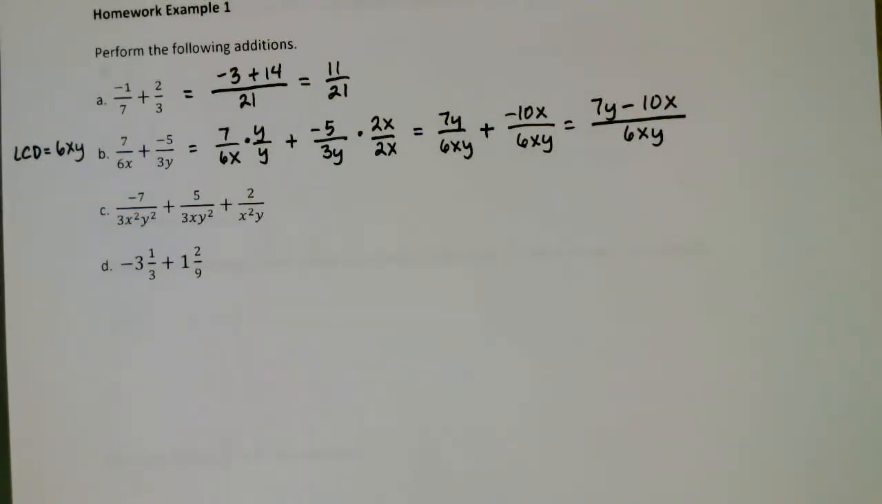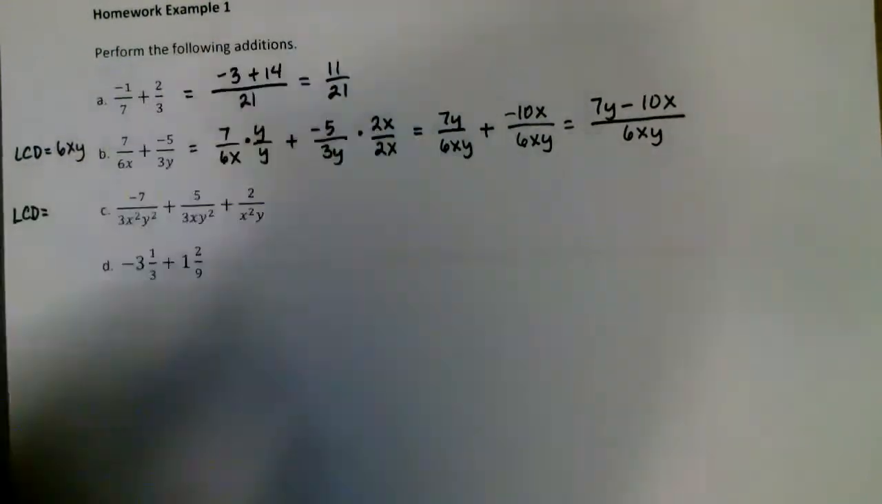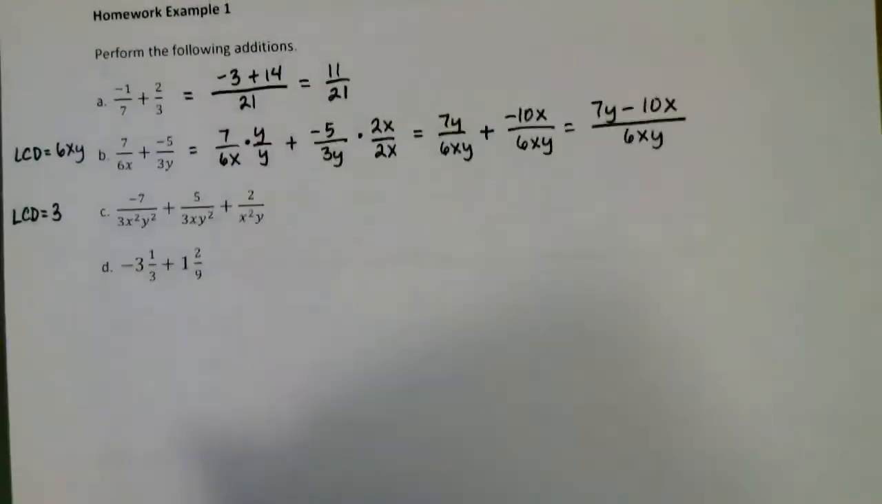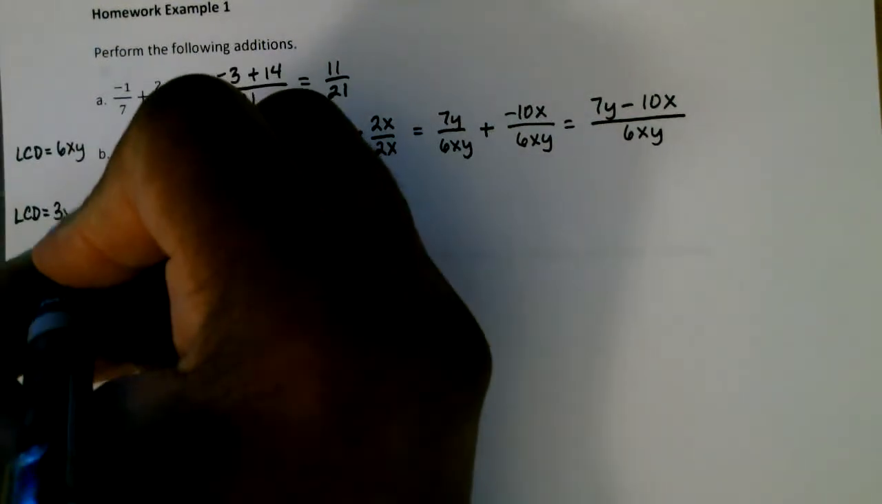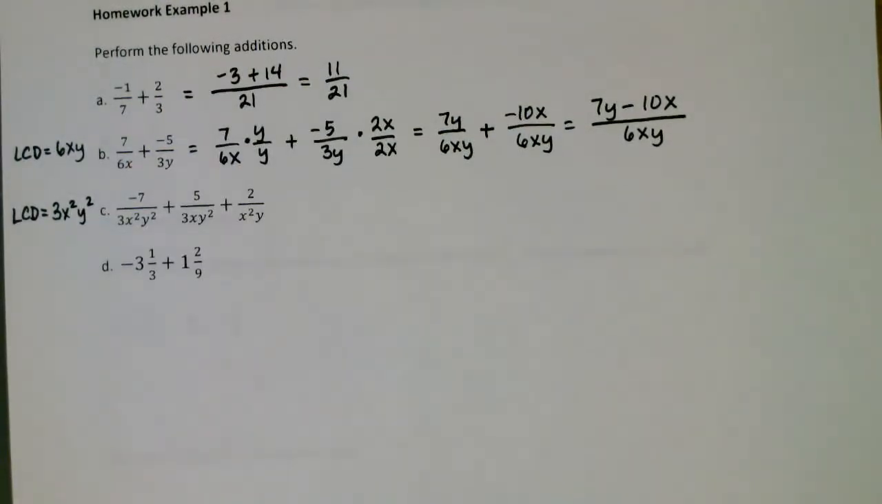All right, part C, we got -7 over 3x squared y squared plus 5 over 3xy squared plus 2 over x squared y. So here I need an LCD. Well, for the 3, there's no problem. It will be 3. Now for the x, I need to use the highest exponent for the x, which in this case is going to be x squared. And for the y, I need to use the highest exponent, y squared. So my LCD will be 3x squared y squared.